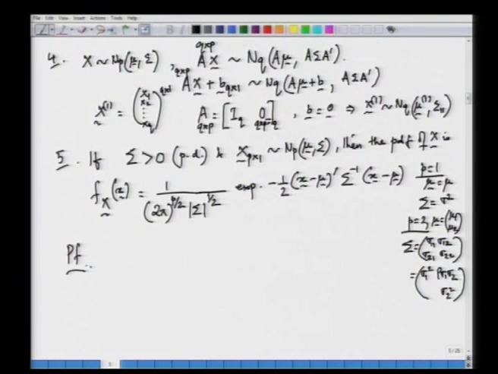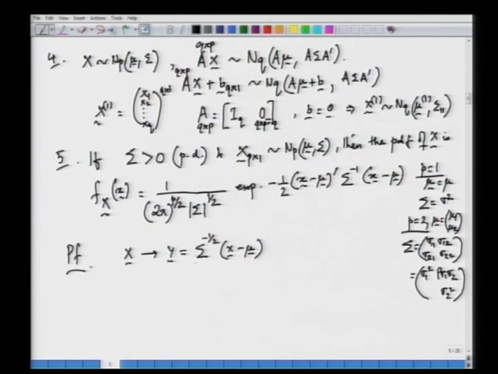Now, we talk about how we get this PDF in the first place. At the very beginning, we take a transformation. So, we consider a transformation from x to y, and y is nothing but sigma to the power minus half, the inverse square root matrix of sigma, times x minus mu.